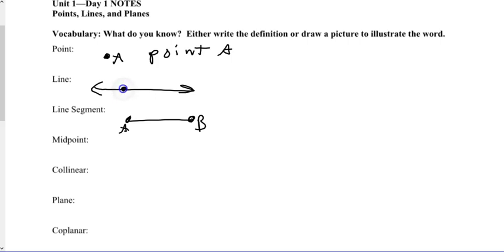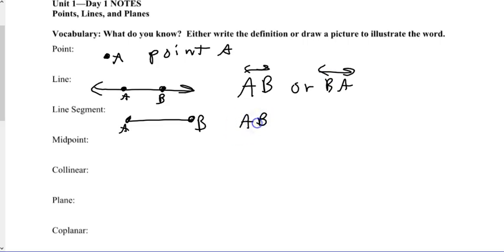Now, there are points on a line also, but they're not the endpoints because it keeps going past the points in both directions. And here's how we write this. We put that symbol over the two letters. And it doesn't matter which way we do it. It can go either direction. Same thing with the line segment. They can be written like this or like this. Makes no difference. The important thing is a line segment ends, has endpoints.